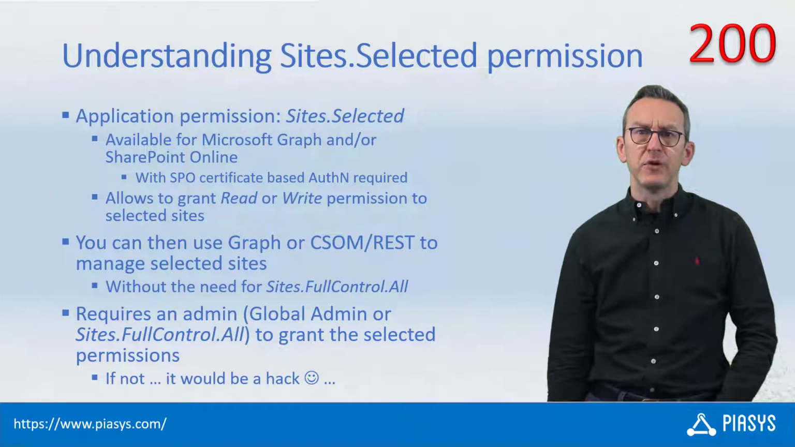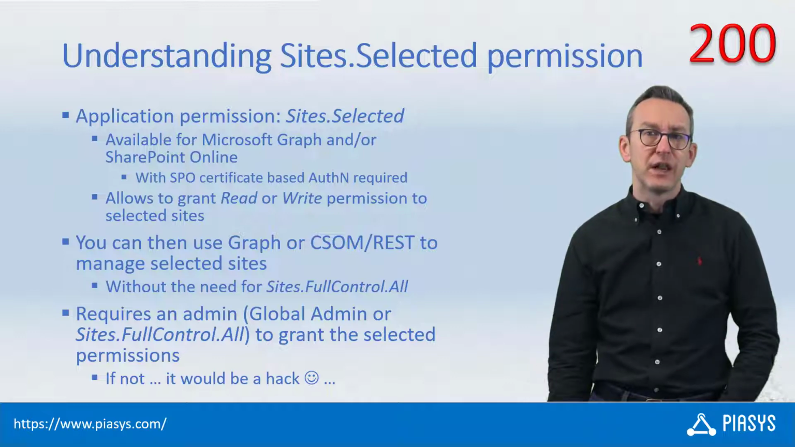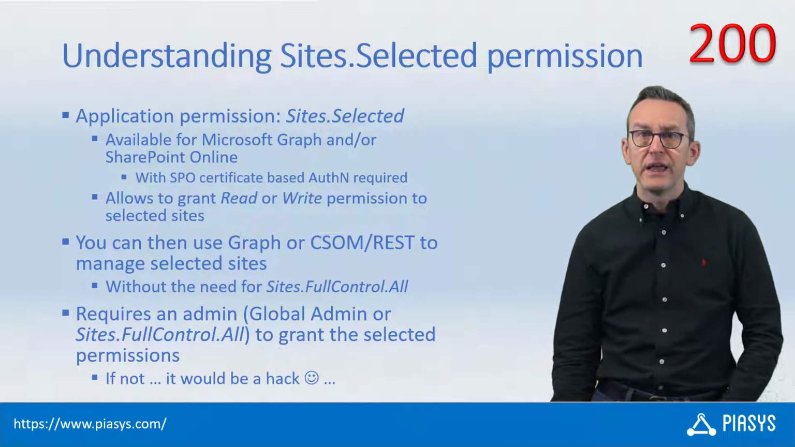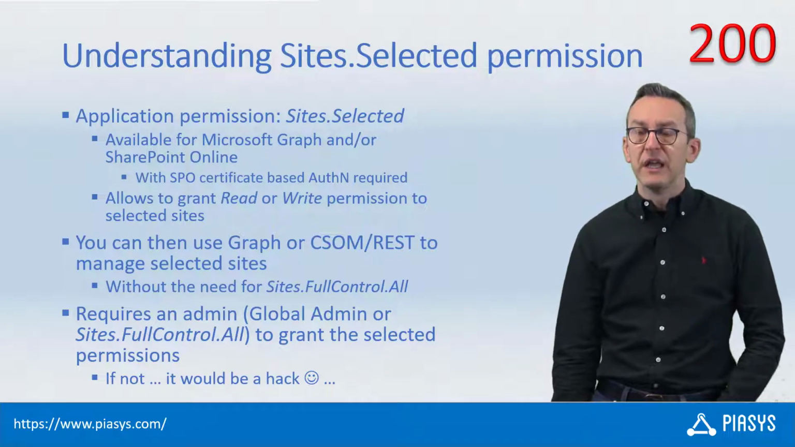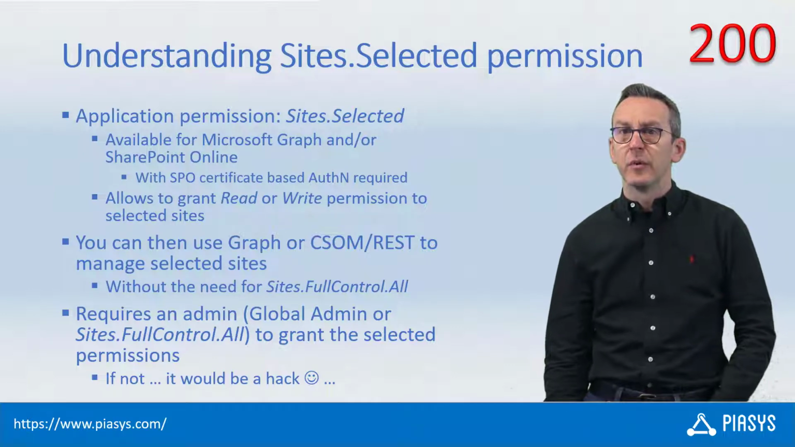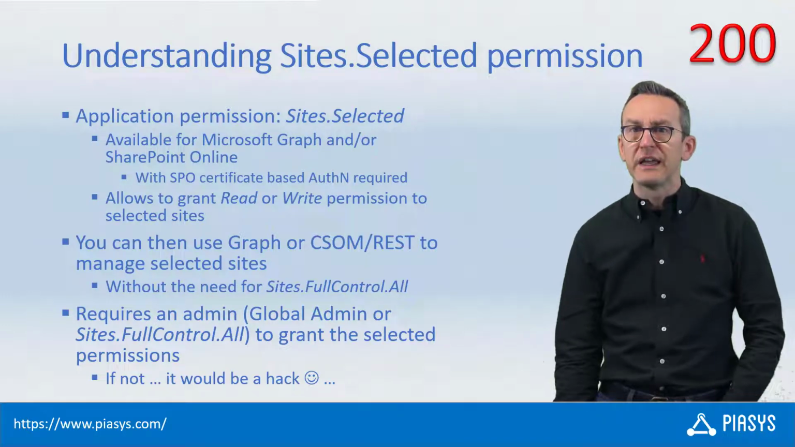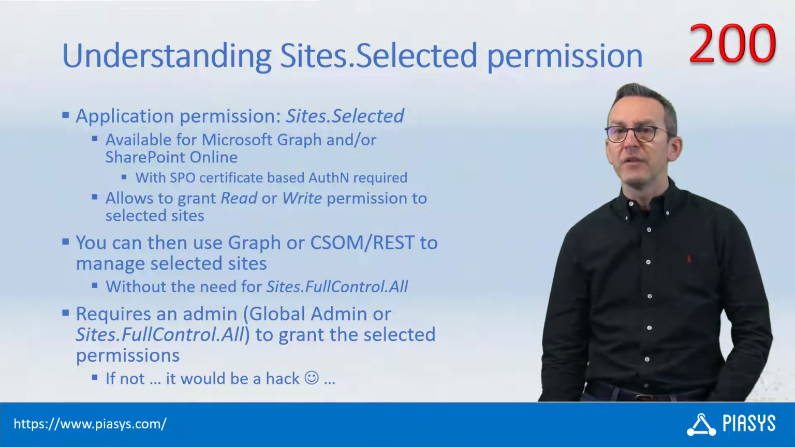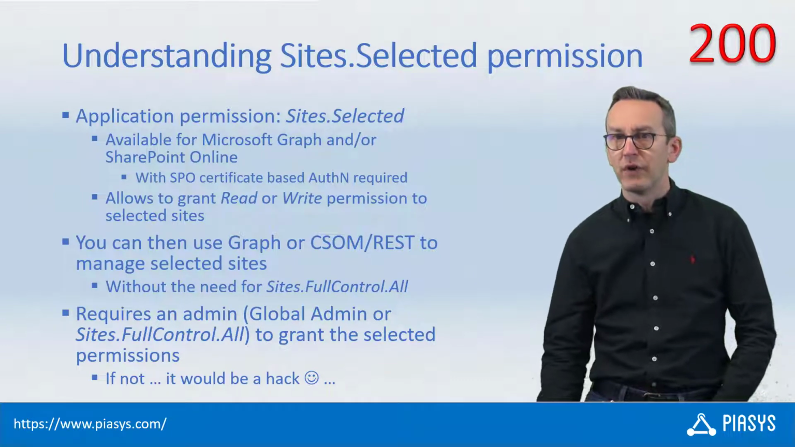Today I'm going to explain how we can use the Sites.Selected permission in SharePoint Online. Specifically, it is an application level permission that we can use in order to consume SharePoint Online, either using Microsoft Graph or SharePoint CSOM and REST. And if we are using SharePoint CSOM or REST, in order to use the application only level permissions, we will need to authenticate our application using an X509 certificate. We can grant permission of type read or write to the target site and many more flavors.